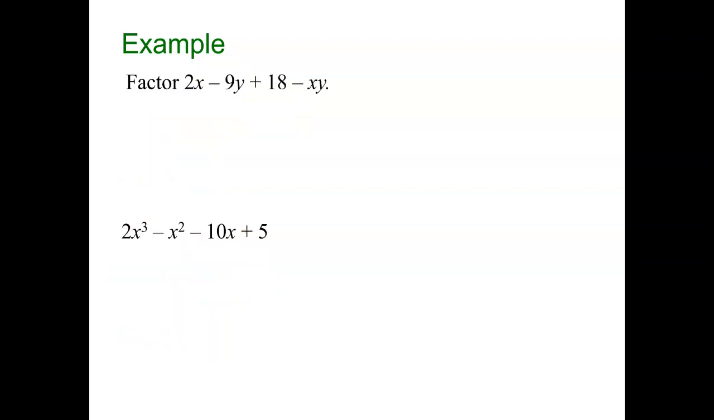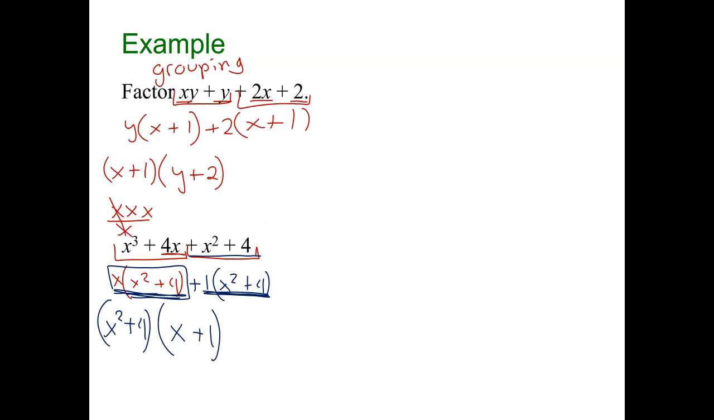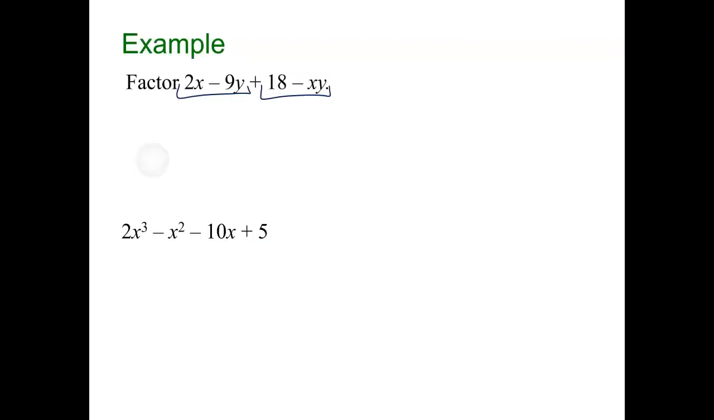Now, when I look at this one, 2x minus 9y, do I have a common factor other than 1 with 2x minus 9y? No. Do I have a common factor with 18 and xy? No. So I can't factor by grouping as it is now. But what I can do, if I can erase, is I can rearrange it. I can use my commutative property and group things together that do have a common factor. What are 2 of those terms that do have a common factor? 2x and xy. So let's rearrange it.